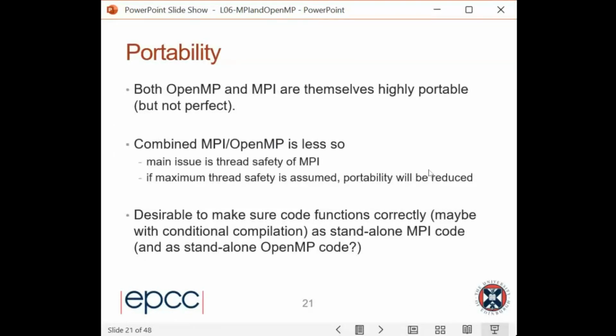If you program in a style, which we'll come across in the next lecture, which requires MPI to be thread safe, that may preclude you from running on certain platforms which may not have a thread safe MPI implementation. Also, you'd like to make sure the code functions correctly as a standalone MPI code, and that might be quite hard. Also, as a standalone OpenMP code, that would be even harder. But you would like to be able to compile a pure OpenMP, a pure MPI, and a hybrid code from the same source code base, but that can be very difficult, and that is an additional maintenance overhead.